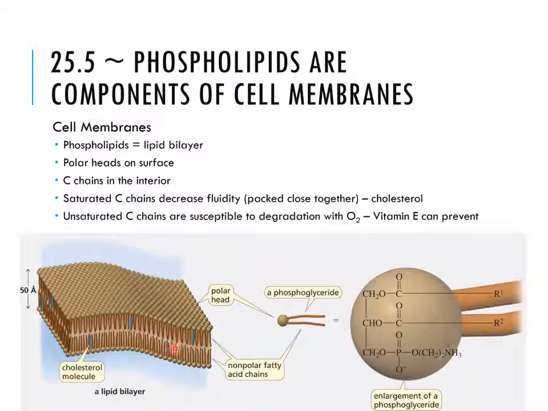If they are unsaturated chains, then they have more movement, but it also means they're susceptible to breaking down with oxygen. And so this is something that vitamin E can prevent, because vitamin E will react with that oxygen instead. So there's some studies that show that vitamin E can prevent the effects of aging because of this. So it will react with oxygen before our cell membranes do, so it can help your skin look better longer. So that's why you see vitamin E in a lot of lotions, or they recommend using vitamin E oil on scar tissue.